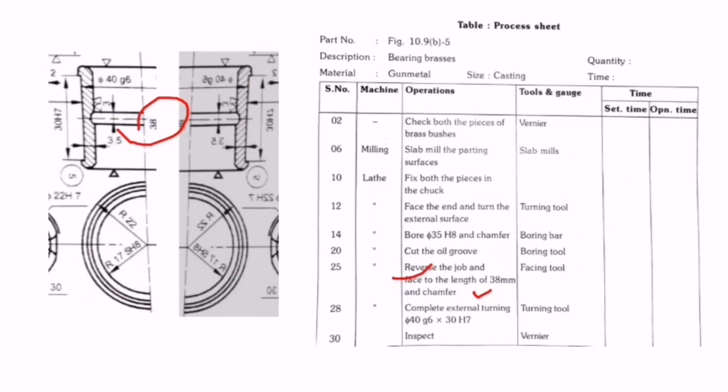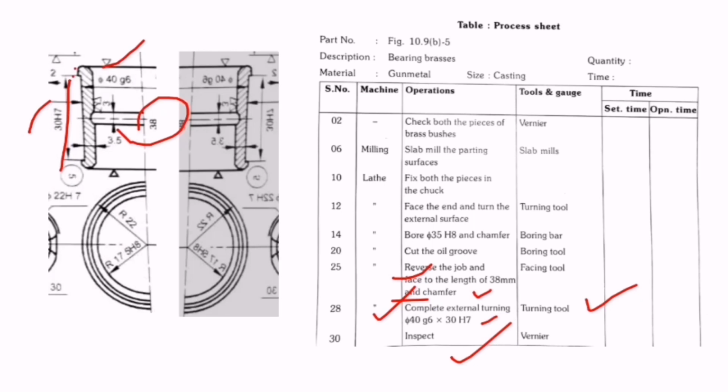This is 38 mm, and complete the external turning of 40 G6 into 30 H7. This is 40 G6 and this is 30 H7, this side and this side. So two sides. Complete external turning with turning tool only on the lathe machine. So finally, inspect the object.